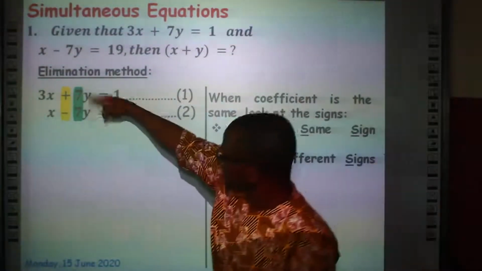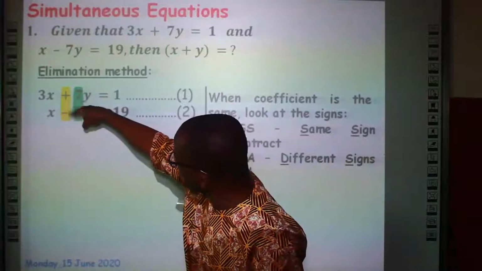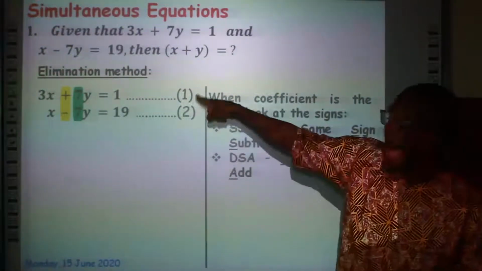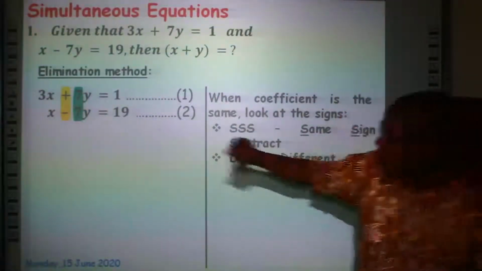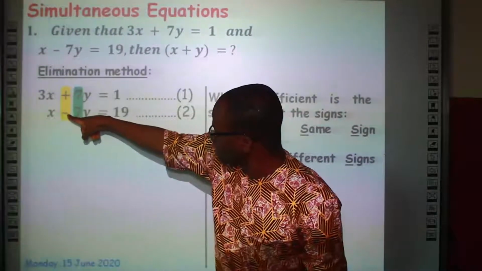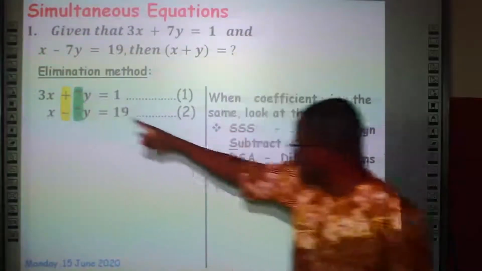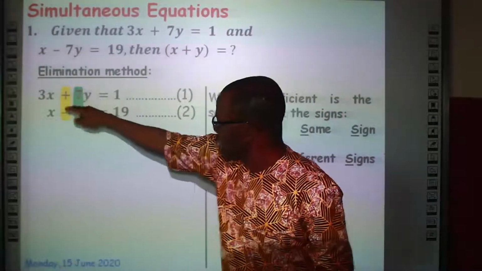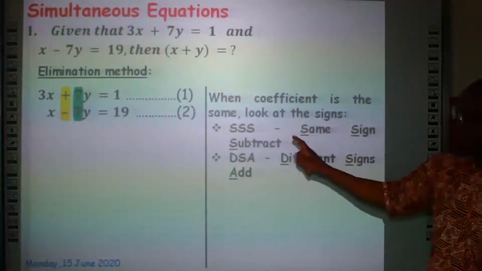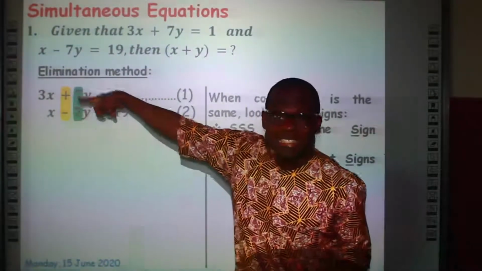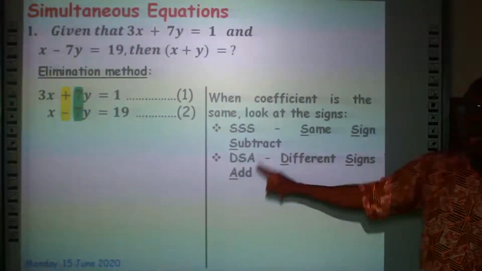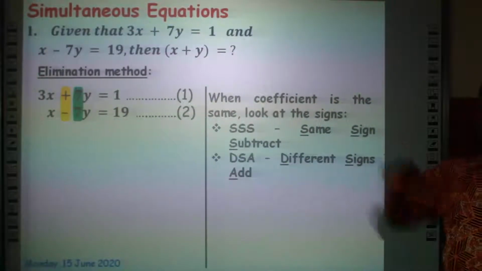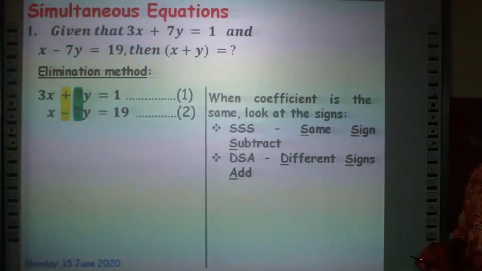So once the coefficients are the same, you look at the signs, and obviously here the signs are different. Because the signs are different, we will add the two equations. So take note. Where the signs are the same, for example plus and plus, or minus and minus, same sign, we will subtract. But obviously here where the signs are different, we will add. So take note of that. But not to worry, we'll look at some more examples to explain even better and help your understanding.